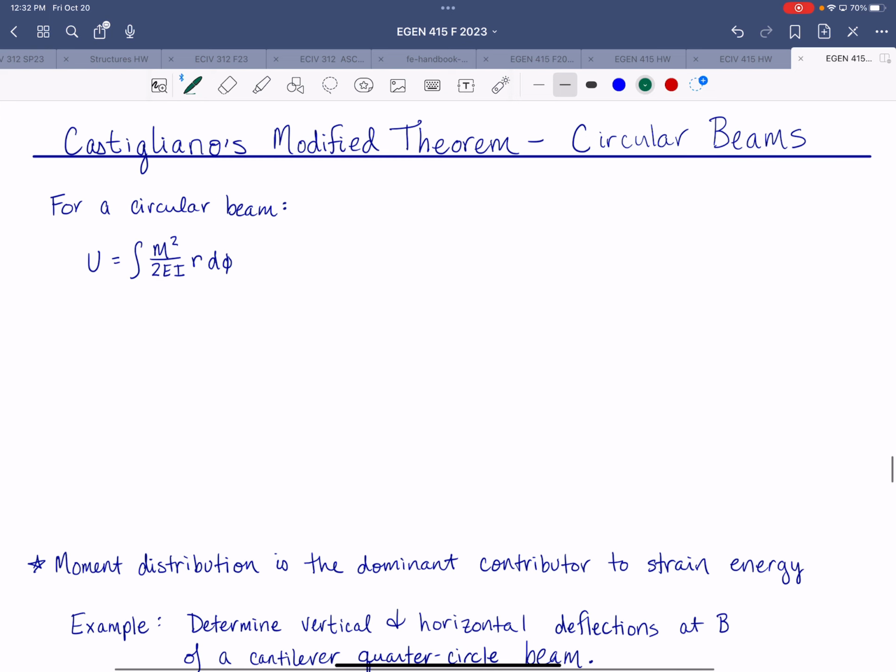So same concept, same general approach and general method, just now we have circular beam equations and relationships to incorporate. So start off with the strain energy expression for a circular beam. We can write this as 1 over 2EI times the integral from 0 to phi of M squared R d phi, and that would be applicable for a thin circular beam.